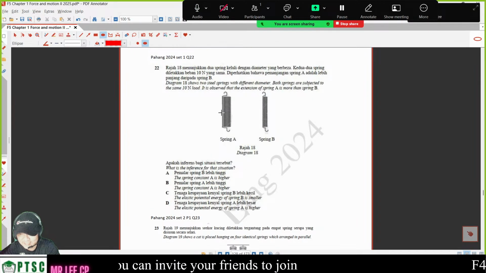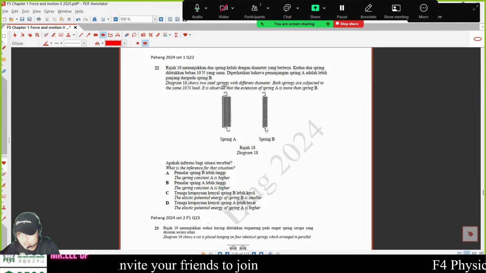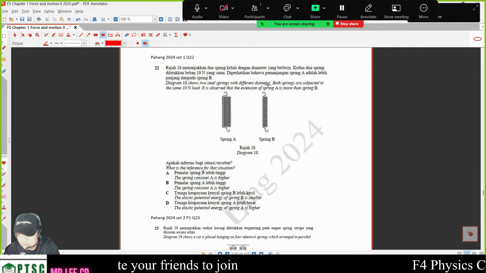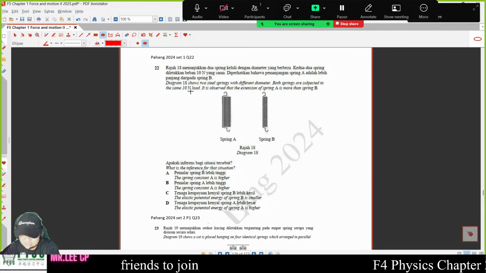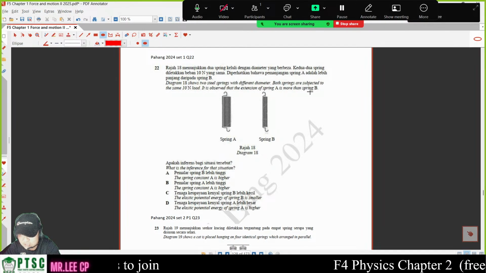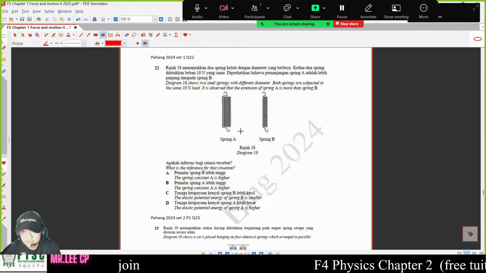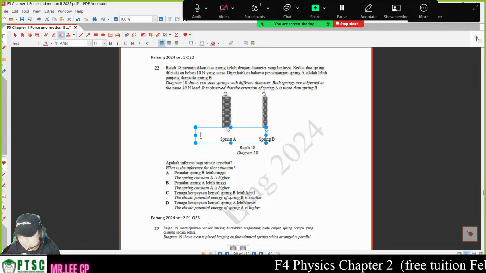Okay. Now, diagram 18 shows two steel springs with different diameter. Both springs are subjected to the same 10 Newton load, and then it is observed the extension of the spring A is more than B. Mean A extends more, B extends less. Why extend more? Less stiff.